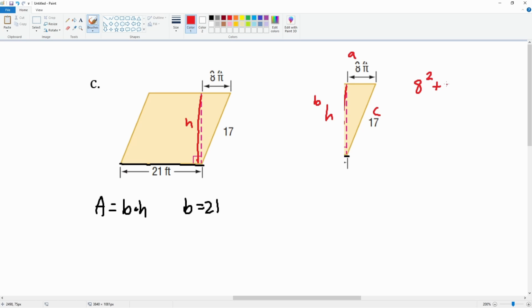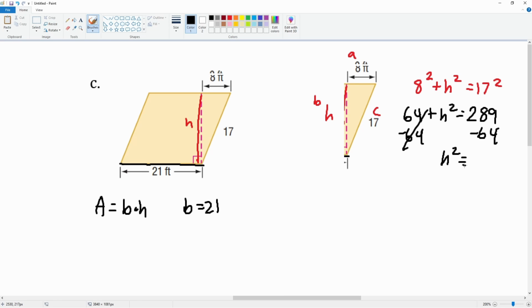8 squared plus h squared is equal to 17 squared, because remember 17 is the hypotenuse, right? This is 64 plus h squared is equal to 17 squared, which is 289. Minus 64 to both sides. This cancels. H squared is equal to 289 minus 64. Wait, 289 minus 64 is 225. Square root both sides. H is equal to the square root of 225. That is 15. Height is 15.